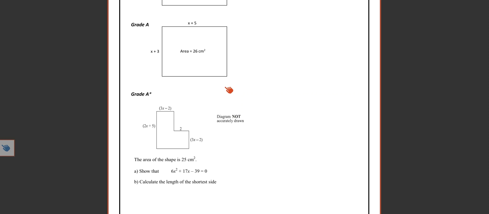Wait, so you choose what grade you want to achieve? Guys, we can all do grade A. Yeah, we can all do grade A. Now, so what I'm showing you is the different levels.